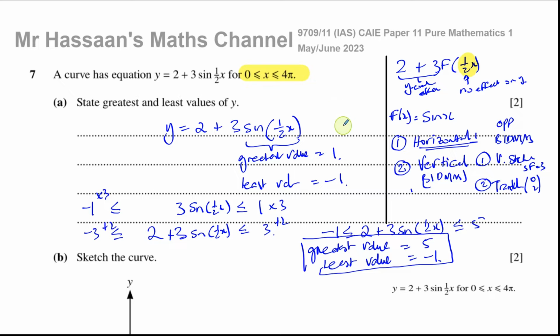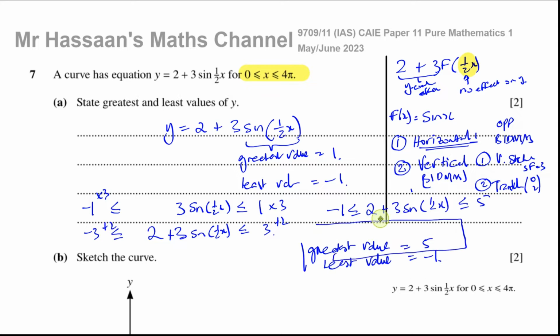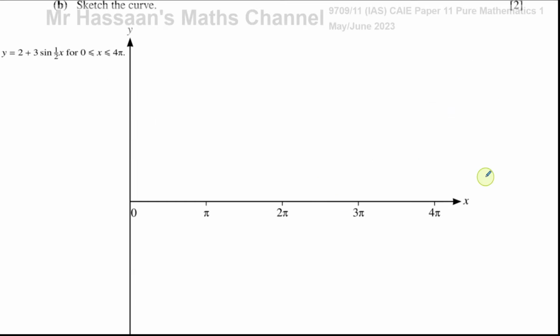You could just write minus 5 and minus 1, greatest value 5, least value minus 1, and you would get the marks. But this is the thinking that goes on behind it, which is important for us to really have an idea of. So that's why I have written it down. Okay, now for question 7, part B, we're asked to sketch this curve. So I've got the equation here. We need to sketch this curve.